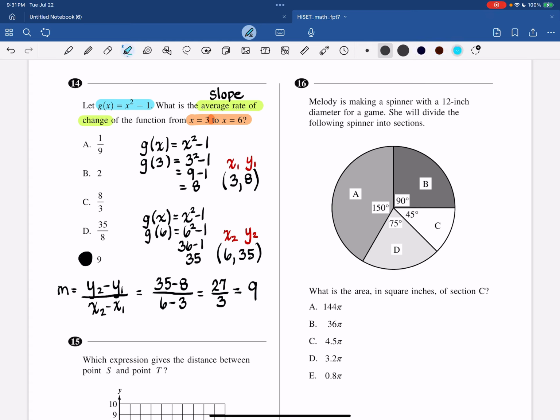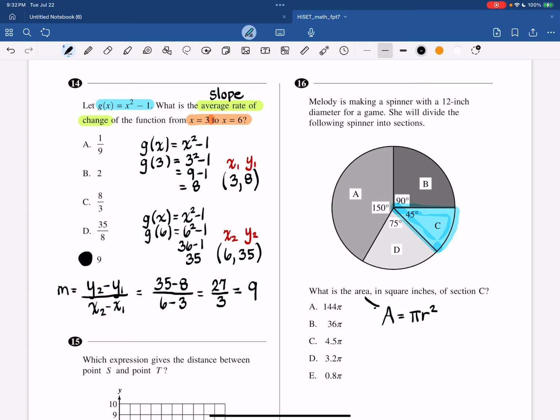So the section in question is right here. This is sector C, and they want us to find the area of that section. So we're definitely dealing with area of a circle. So let me write that formula down. And I believe they give you this one on your formula sheet. Let me look to see. Yes, area is pi times radius squared. So if you forget the formula, you have it on your sheet.